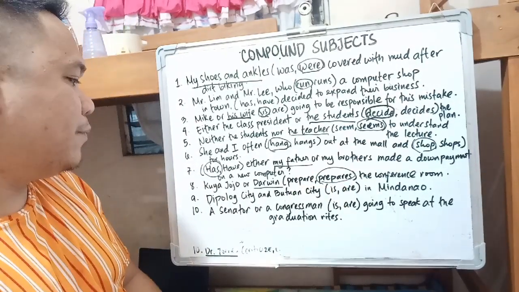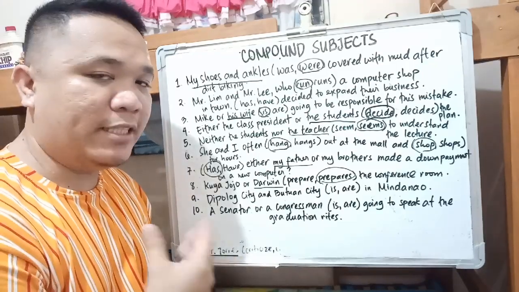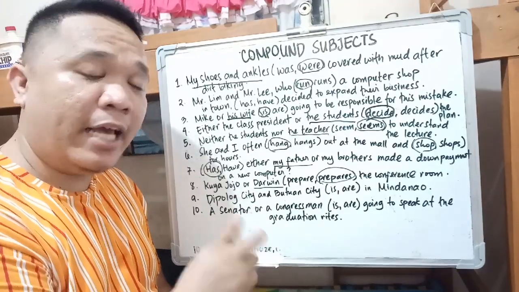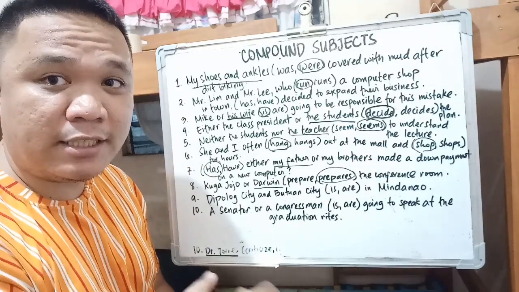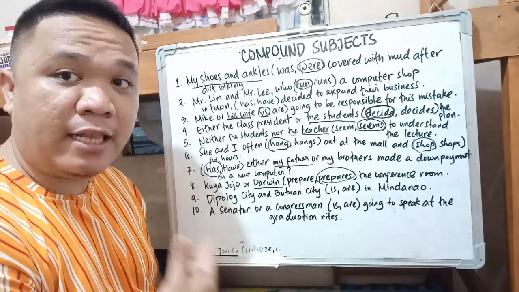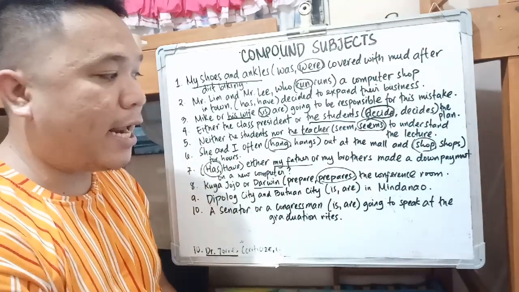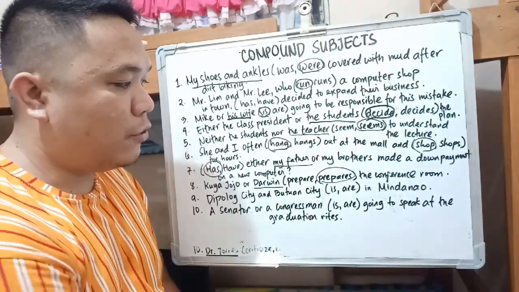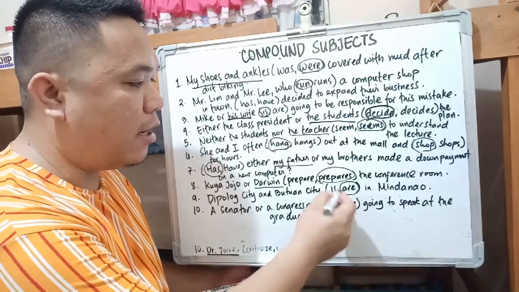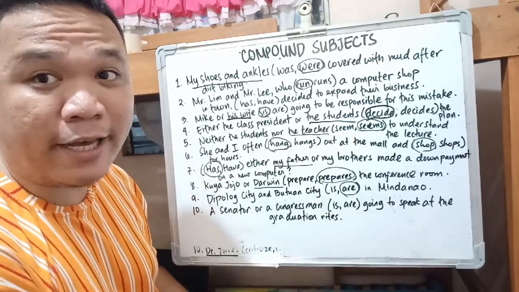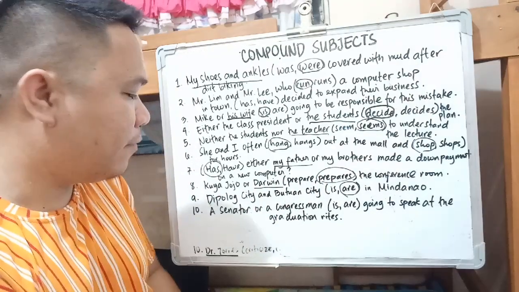Repairs the conference room. Dipolog City and Butuan City joined by and, and these are two different cities in Mindanao. So basically they are plural and they require a plural verb. So the plural verb is are, not is, because we're talking about two different cities.